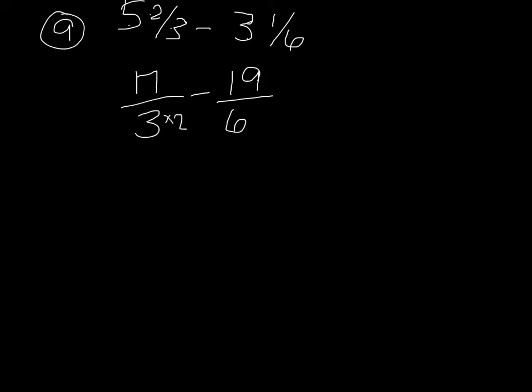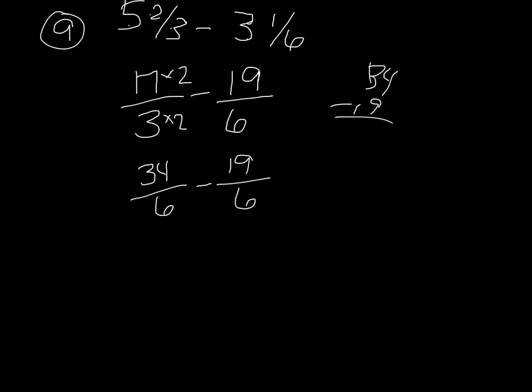Okay, so now let's make sure they have a common denominator. Let's multiply by 2, multiply by 2. 17 plus 17 is 34 sixths minus 19 sixths. Okay, so what's 34 minus 19? 14 minus 9 would be 5. 2 minus 1 is 1. Okay, so I would be getting 15 sixths. Let's make it into a mixed number, please, not an improper fraction.